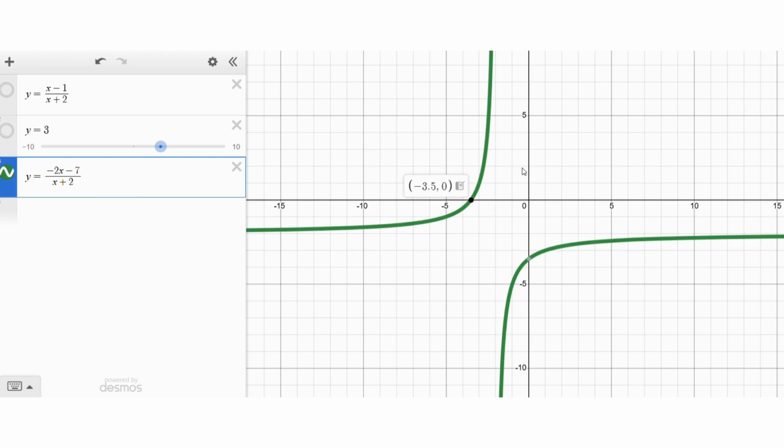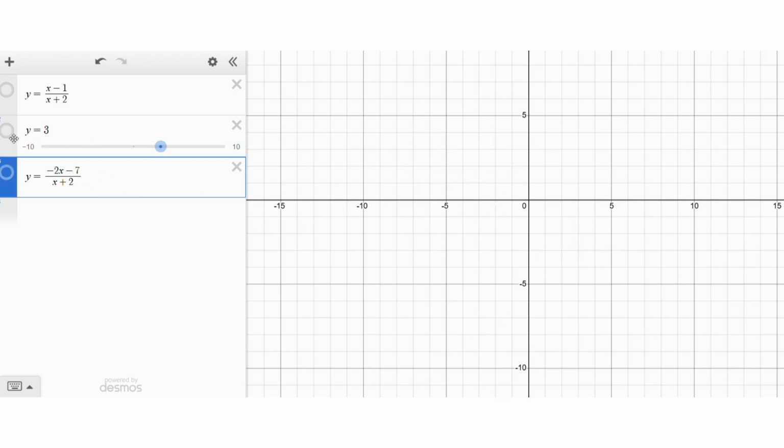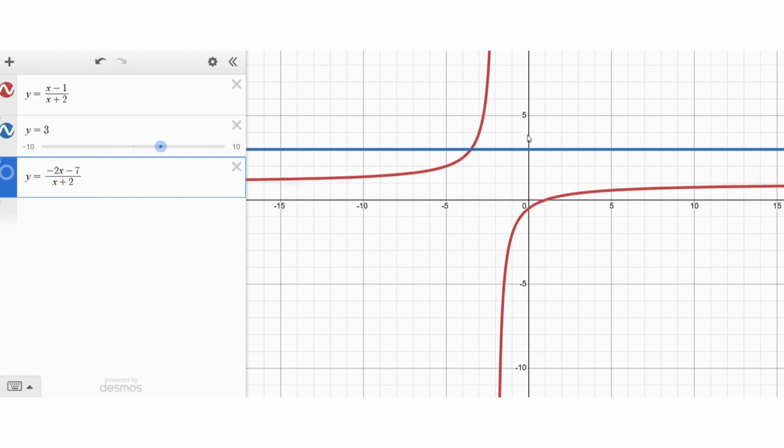So graphically, we have two approaches. We can either algebraically manipulate and look for the roots, or probably easier if we've got our calculator, just to draw the two graphs and find the point of intersection. But don't forget that asymptotes come into play when we're dealing with rational functions.